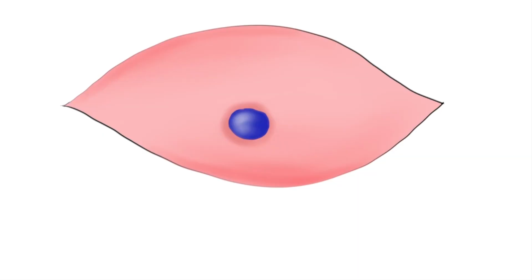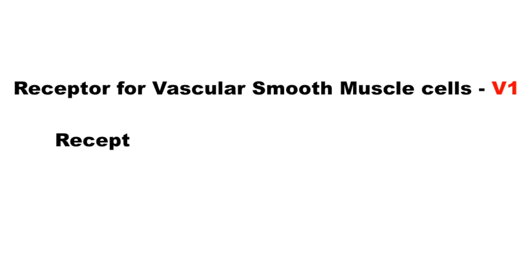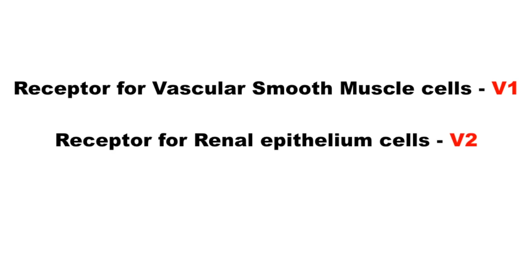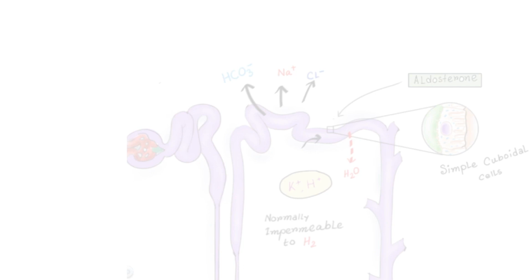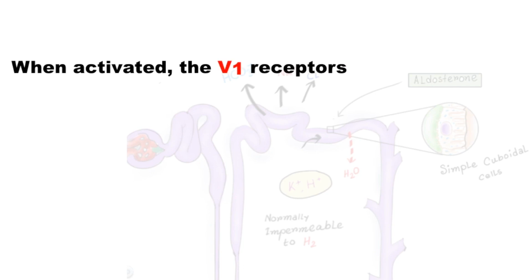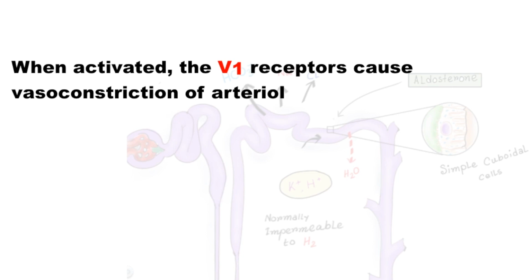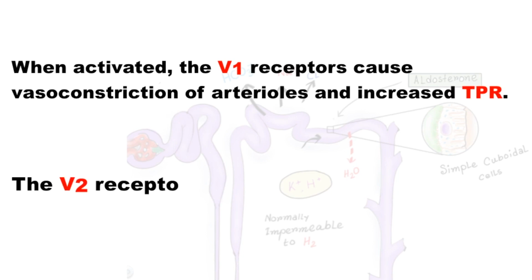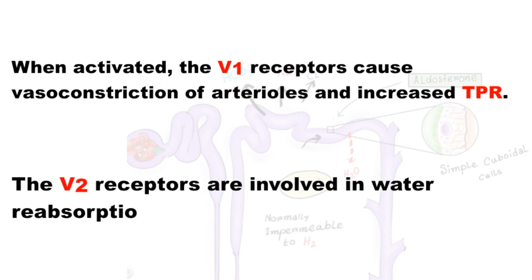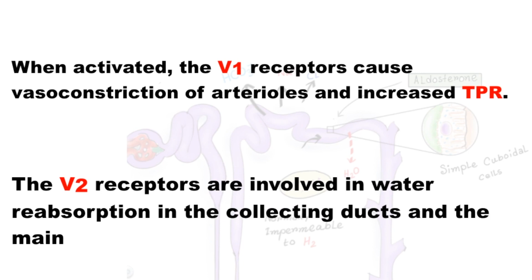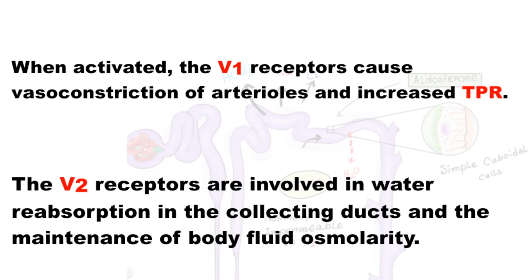Now let's see how it works as a vasoconstrictor. ADH works on both renal epithelium and vascular smooth muscles. However, the receptors are different. The receptor present on the vascular smooth muscle is the V1 receptor and the receptor present on the renal epithelium is the V2 receptor. If the V1 receptor is activated, it can cause vasoconstriction of arterioles and increase total peripheral resistance. The V2 receptors are involved in water reabsorption in the collecting ducts and maintenance of body fluid osmolarity.